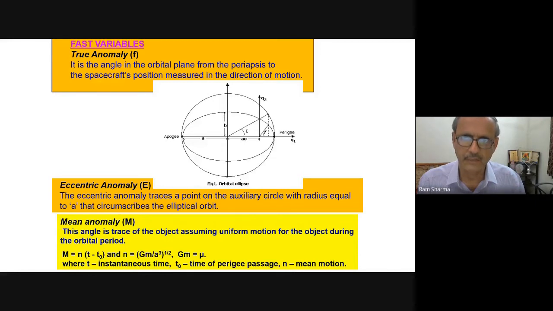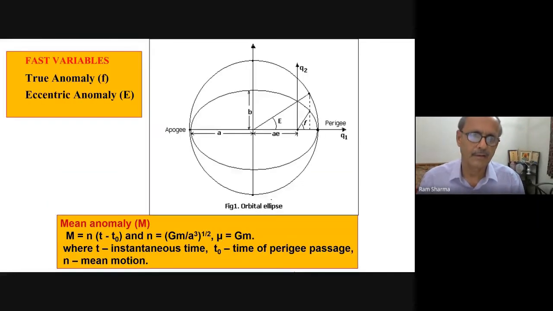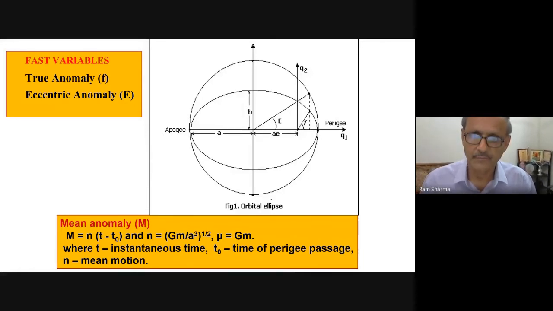But the mean anomaly as such we cannot show in this figure. It helps us quite a lot because it is related to N, and N is related to the semi-major axis. The semi-major axis is related to the period from Kepler's third law. So the orbital period can be calculated by visual observations, by seeing how much time a body takes. From there we can easily calculate N and the mean anomaly. And if we know the mean anomaly, then we have a very fundamental equation by Kepler, which we will come to.